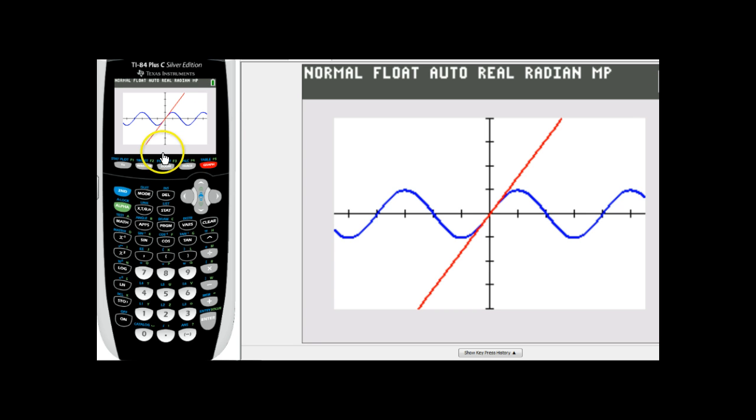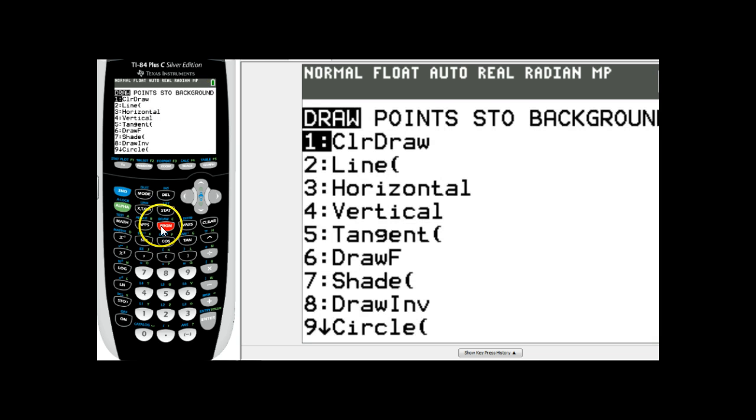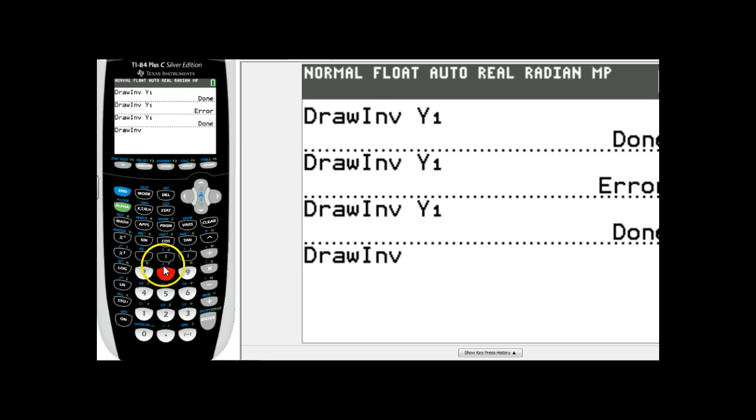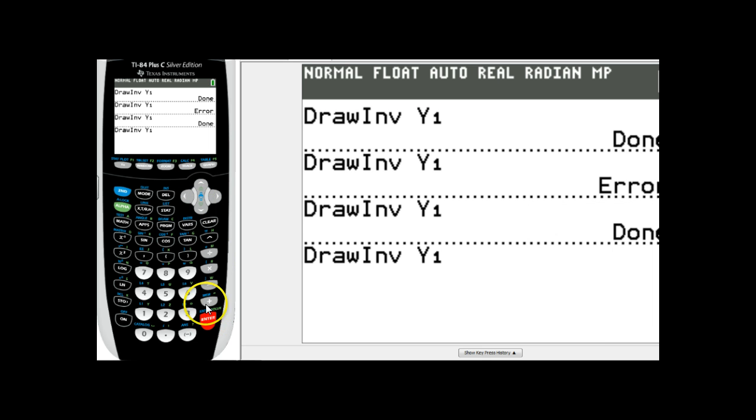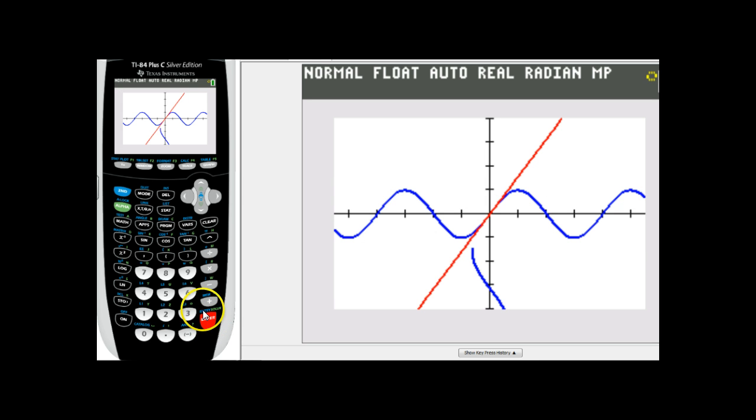So there's a feature on your calculator that will reflect over the line y equals x any graph. You're going to hit second, then you're going to hit the draw menu. That 8th choice down there, draw inverse. Alpha, and the trace button to get to y1. When you're ready, hit enter, and you're going to see a blue graph here that's sort of snaking along the y-axis, reflecting the sine graph over the line y equals x.